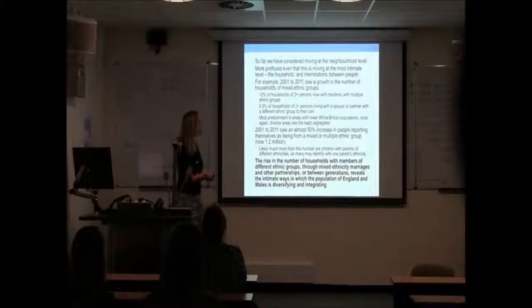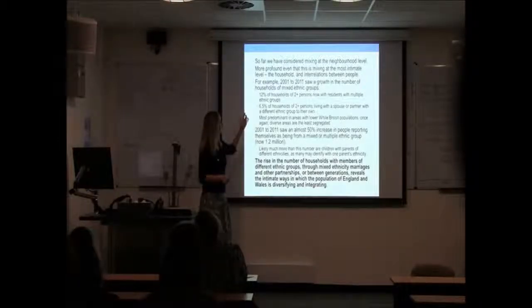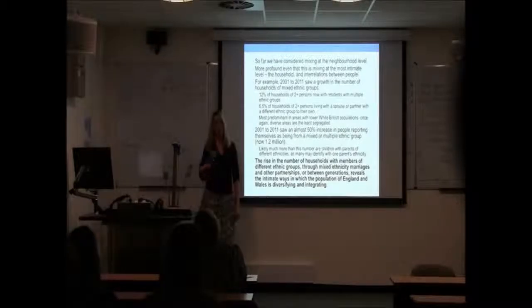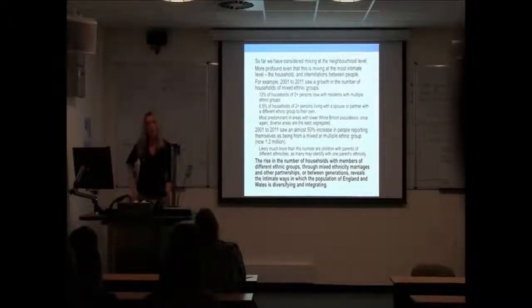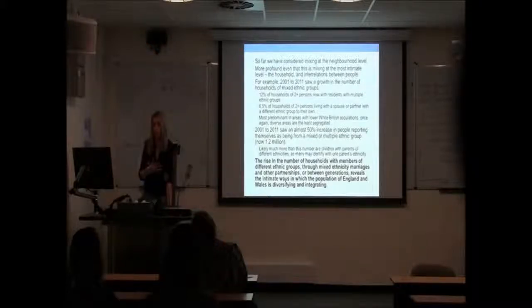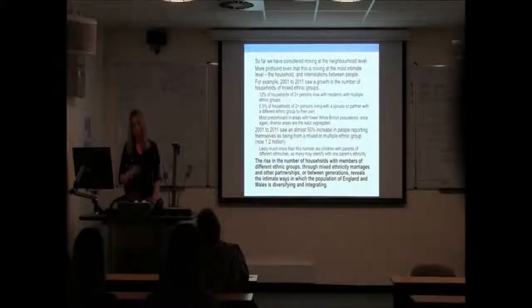So if you look at all households that contain more than one person, 12% of households are now with residents with multiple ethnic groups. 6.5% of households live with a spouse or partner with a different ethnic group to their own. I did show some statistics about the percentage of people of a mixed or multiple ethnic group, and that reflects that kind of mixing. So these are, for example, children of a partnership where the two members of that partnership have a different ethnic group. So that's just maybe worth highlighting.